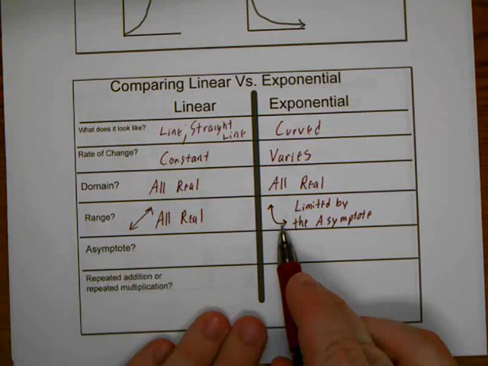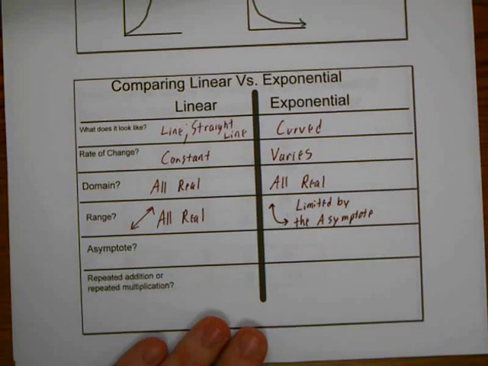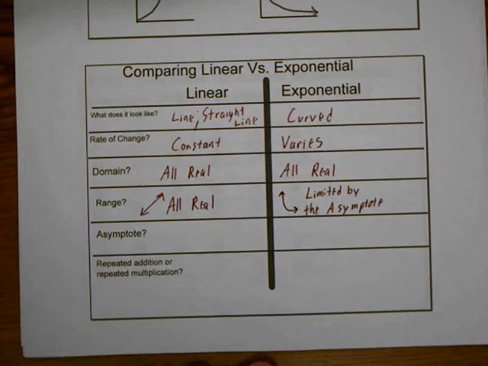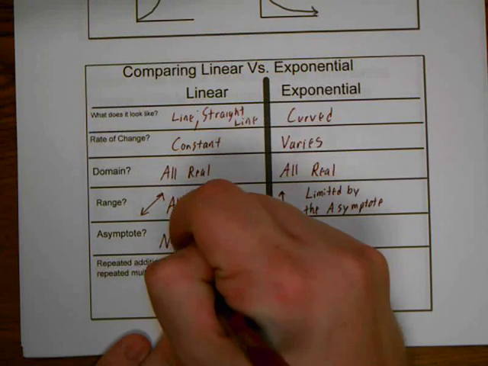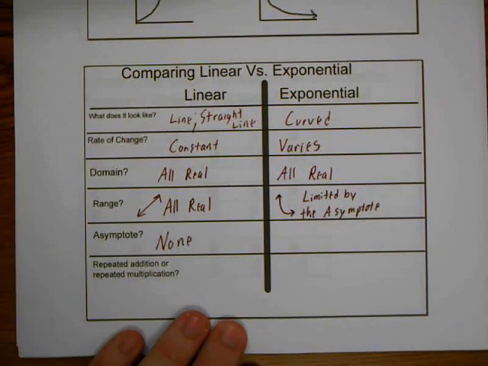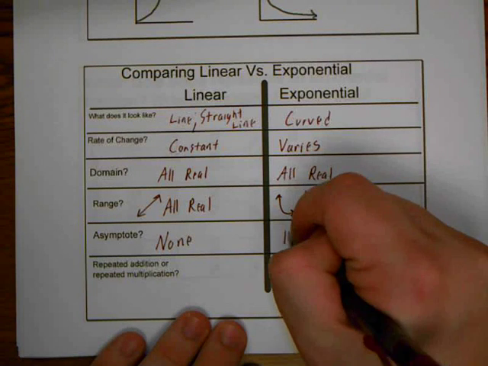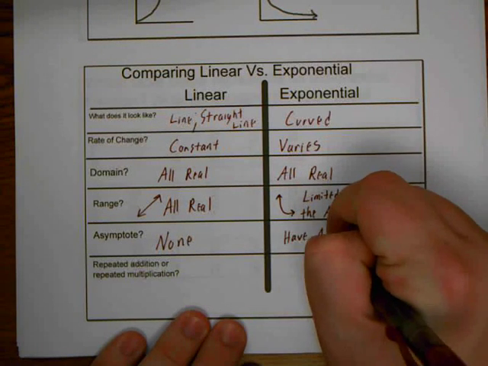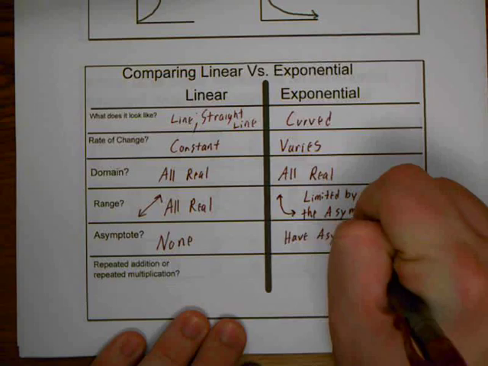And the asymptote is that line that this is going to get really, really close to, but not actually touch. Our linear functions do not have an asymptote. Our exponential functions will have an asymptote.